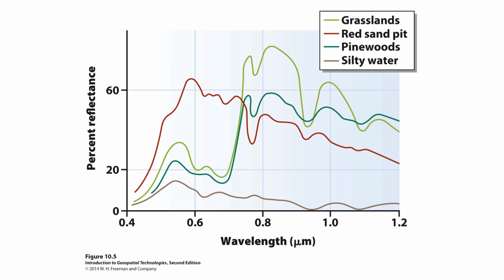We move on over to 0.8, which is out a little further, and all of a sudden the grasslands are starting to get up much higher, the piney woods are higher, and the sand is lower, and the silty water is even lower still. Certain features in certain things allow them to absorb different energies, and that's kind of what this is. Once you establish a signature for a particular thing, you have an idea of what wavelength or area to look at, and then that can help you identify that object.